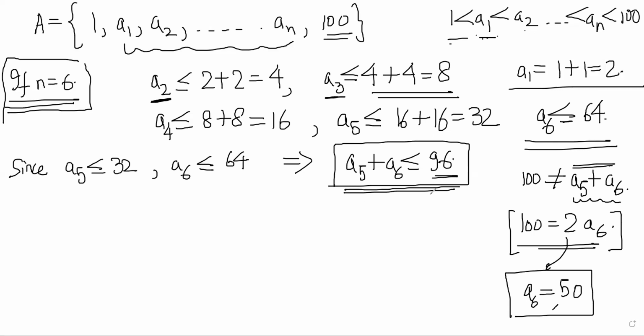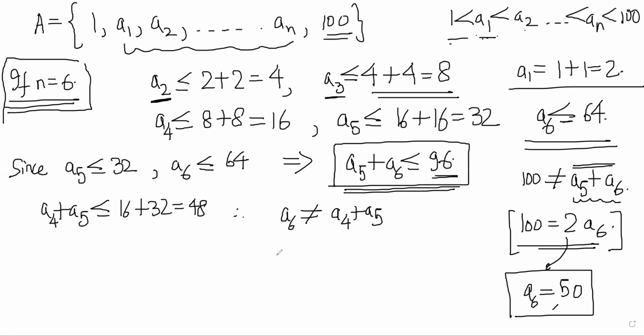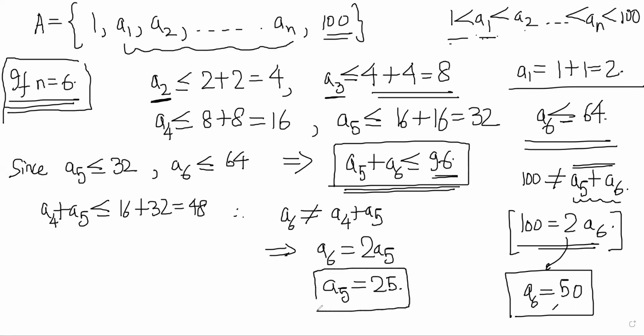So 100 cannot be the sum of A5 plus A6. So 100 must be 2 times A6, which means A6 must be 50. And now if A6 is 50, let's think about what is A4 plus A5. A4 plus A5 must be less than 16 plus 32, which is equal to 48. So that means A6 cannot be equal to A4 plus A5. So that means A6 must be equal to twice of A5. And that means A5 must be equal to 25, right? A5 must be equal to 25.